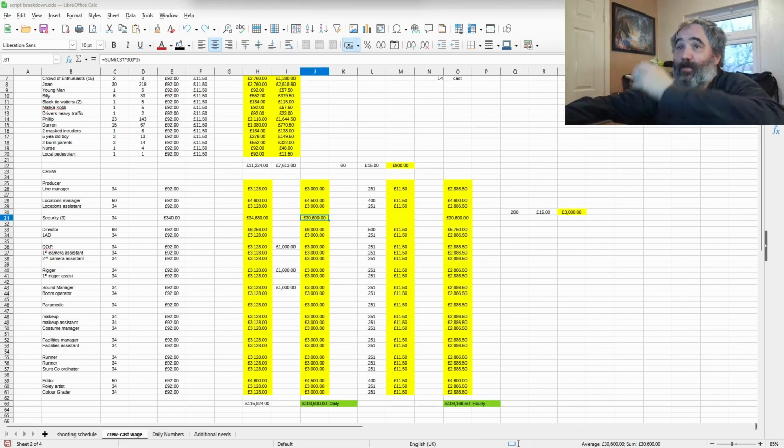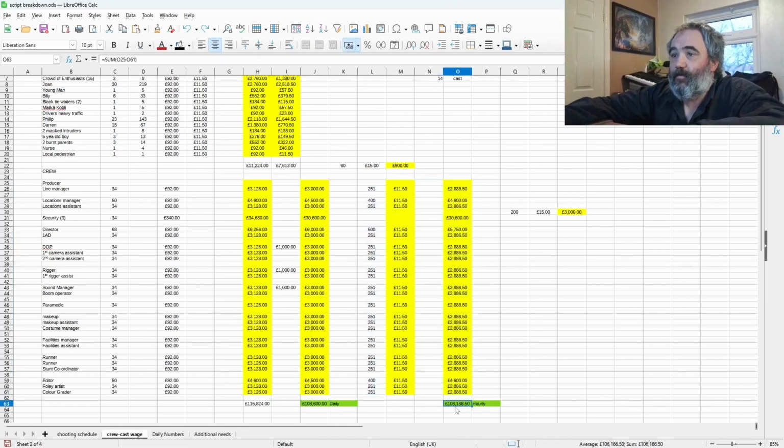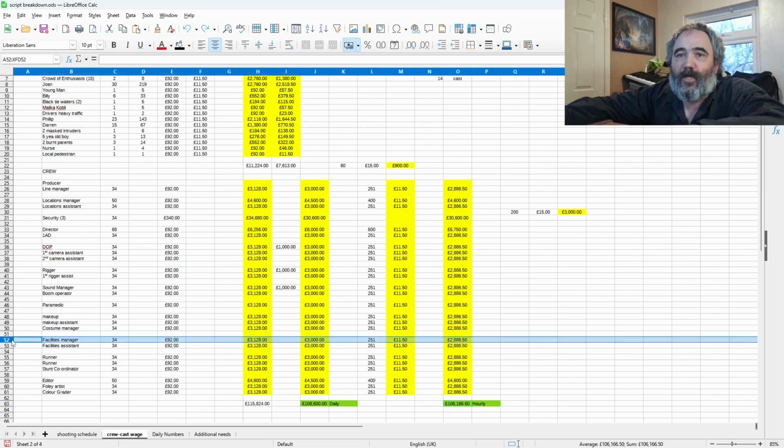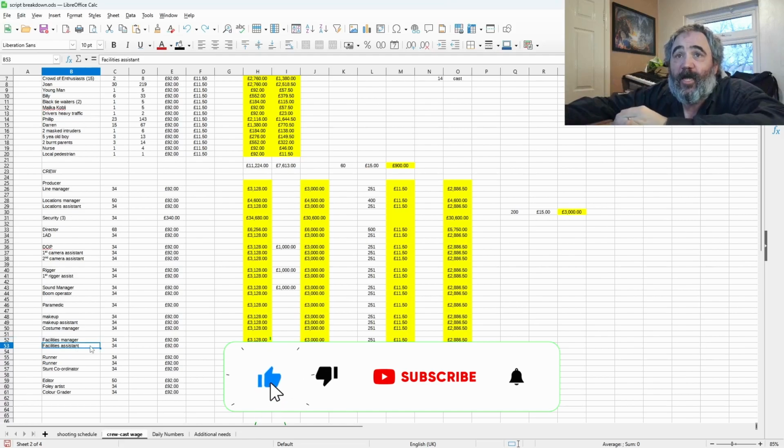Well, first off, I'm just going to explain a couple of things here. I've actually made a couple of changes to the sheet. As you can see here, I've added an hourly rate for all the cast and all the crew. So we've got an hourly rate and a daily rate. And I've also added a couple of additional crew members. We have the facilities manager, who's going to be in charge of making sure that all the caravans and the vehicles are clean, and his assistant who's going to help him out.